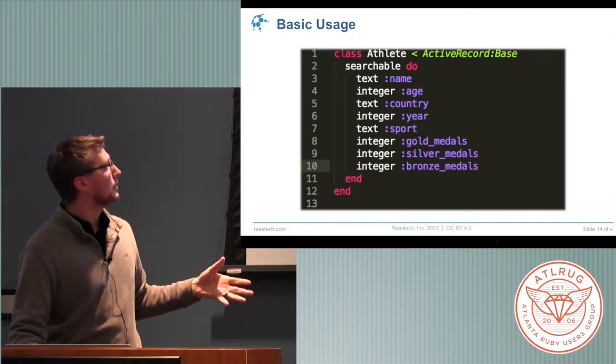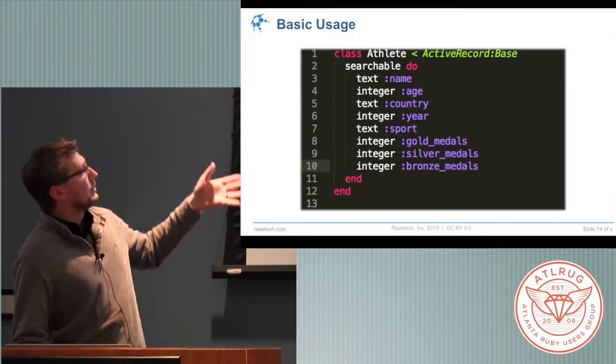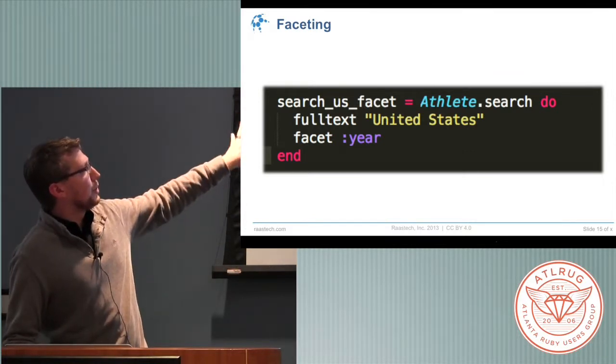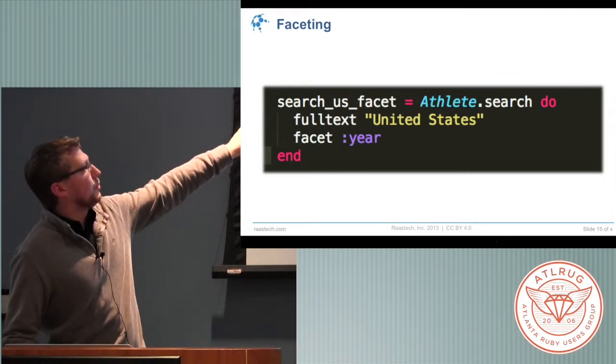So for faceting, this is one example of a super simple search. You have a set of athletes, and you want to do a search.